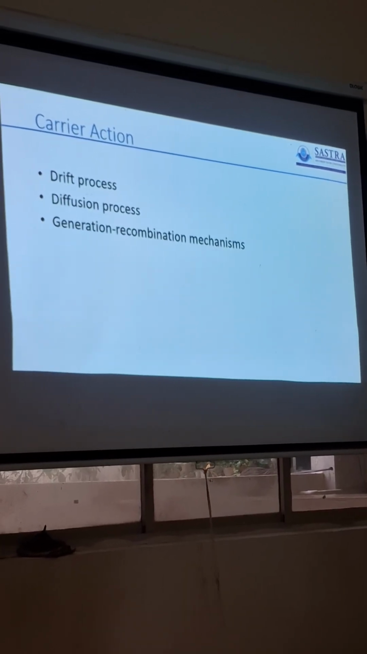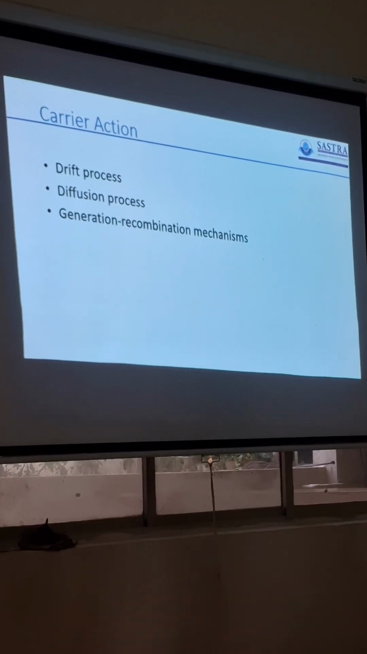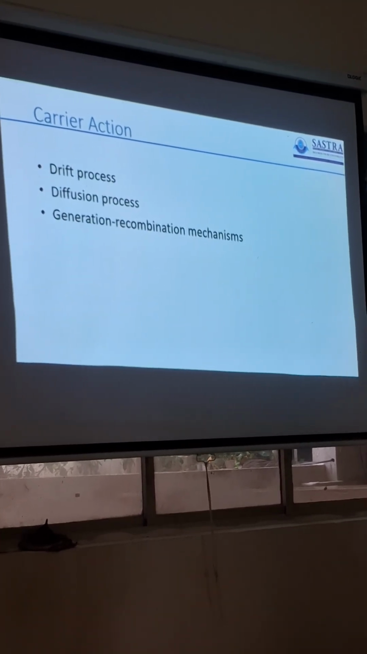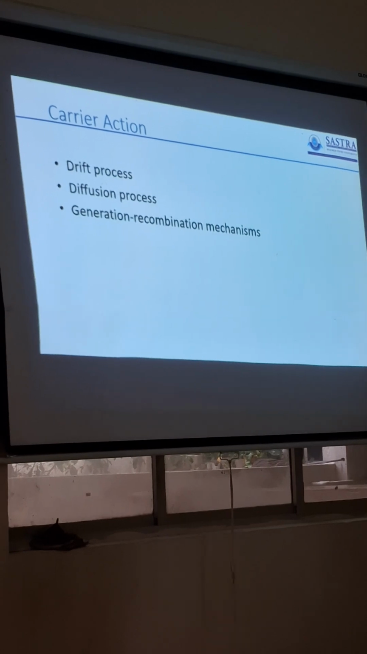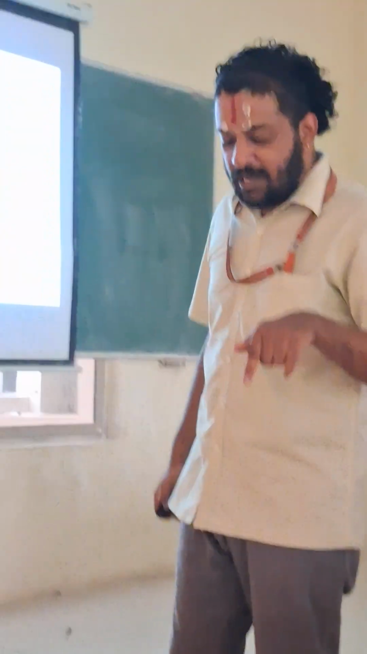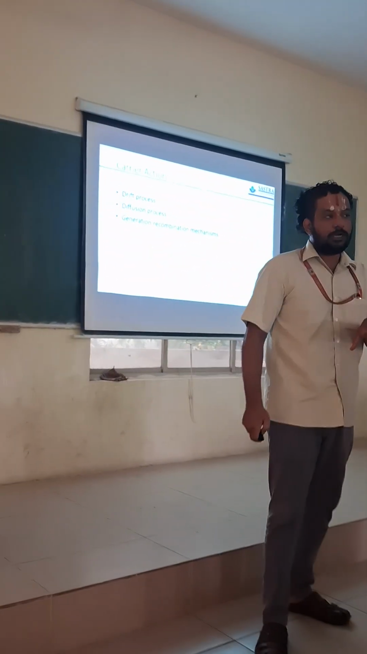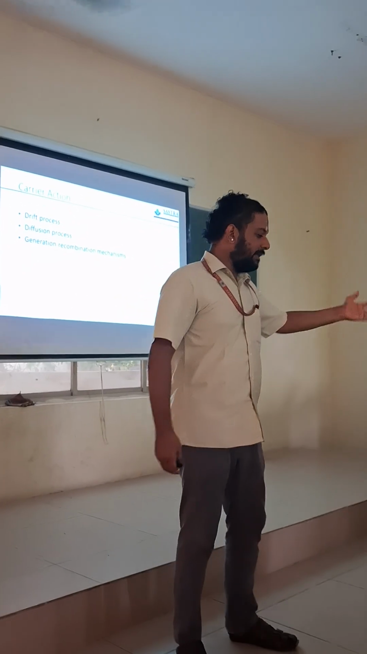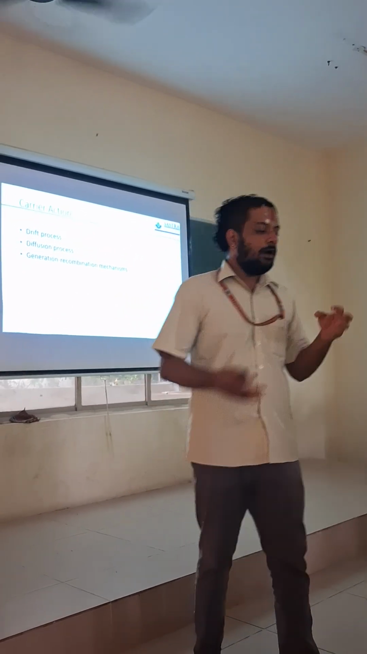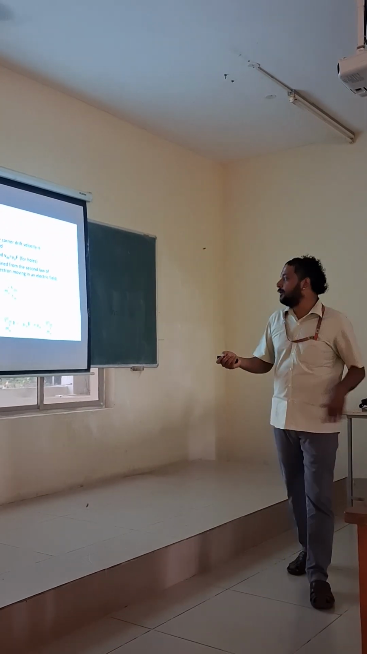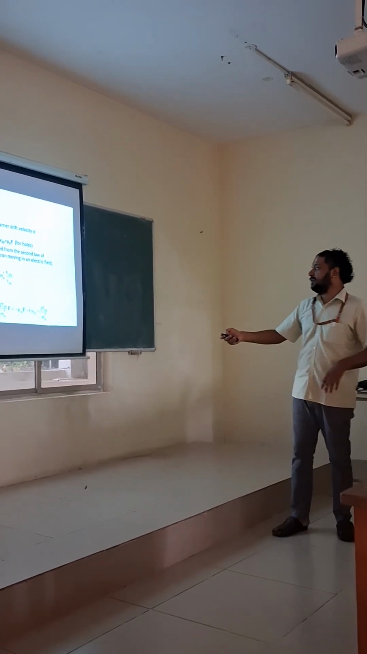We have the drift process. I already explained what that is. We have an electric field, the electron gets pushed. We have the diffusion process. Concentration gradient drives the motion of the electrons, and we have generation recombination. What that means is that each lattice site is going to have a bunch of bound electrons, and those bound electrons will be excited, or excited electrons will come and occupy certain open states there. Those are generation recombination.